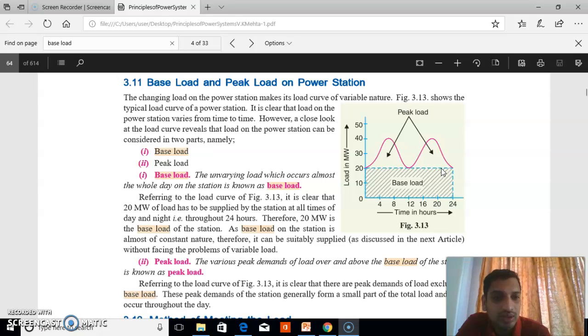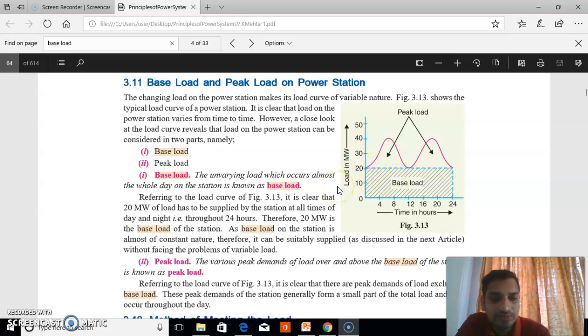So that is base load. The base load is nothing but the minimum load requirement throughout the day. Normally the base load is a constant value. So here in this figure, 20 megawatt is the base load value.